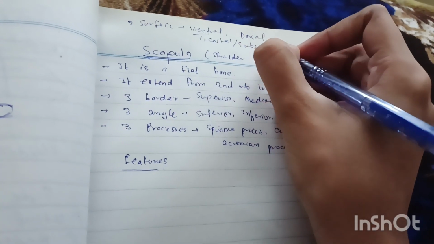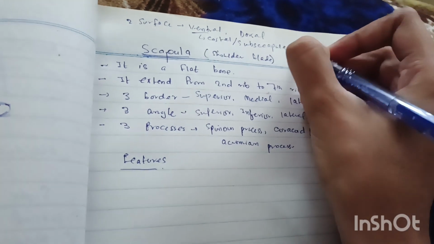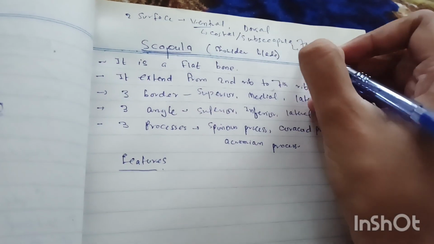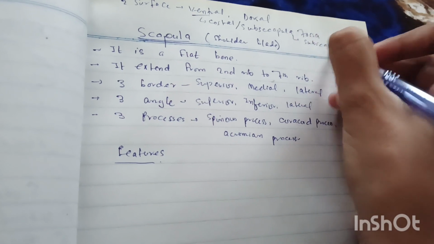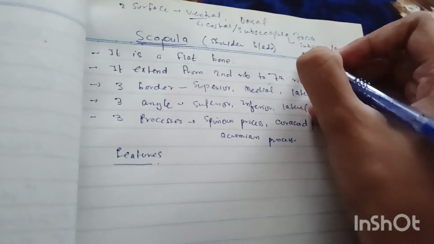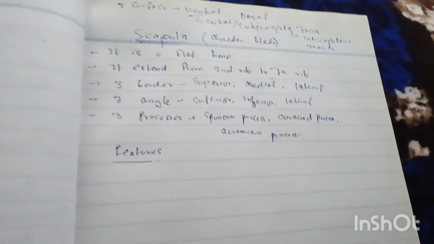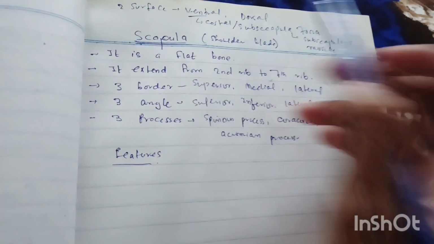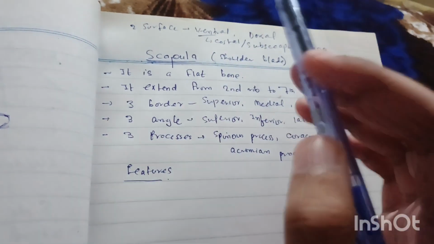The ventral surface is very smooth, and the ventral surface is also known as the costal surface or subscapular fossa, where the subscapularis muscle gets attached. Basically, the dorsal surface is very rough and the ventral surface is very smooth.